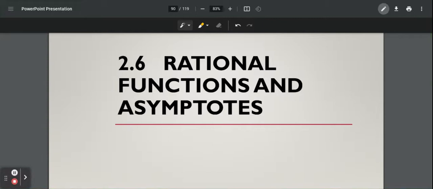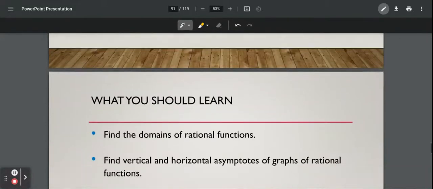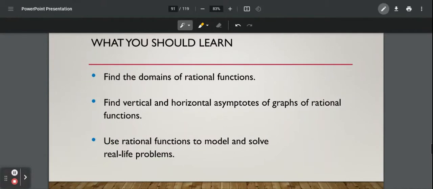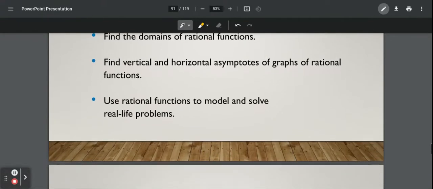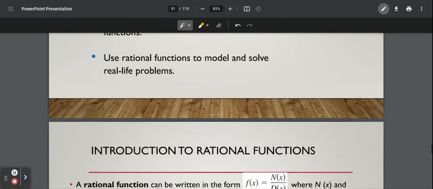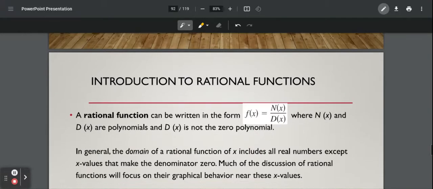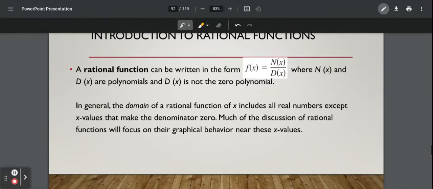In section 2.6, we have rational functions and asymptotes. So what we're going to look at is the domains of rational functions, finding vertical and horizontal asymptotes of graphs, and using rational functions to model and solve real-life problems. So kind of an introduction to rational functions.